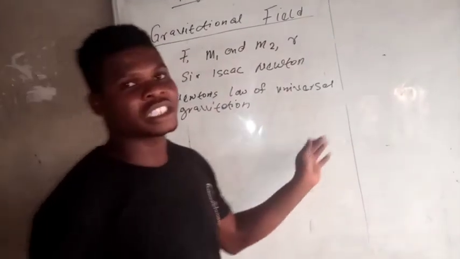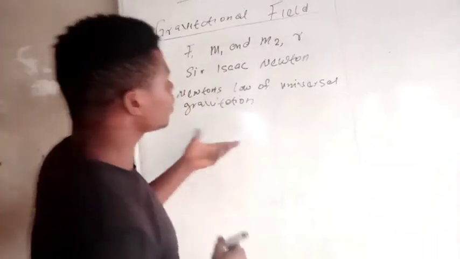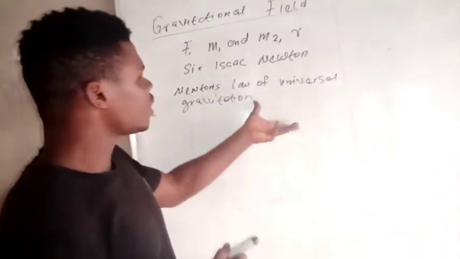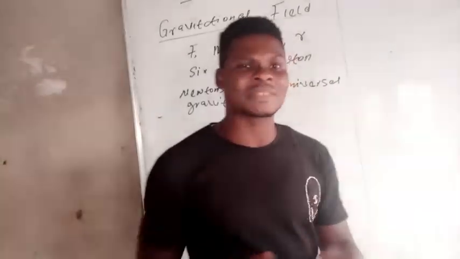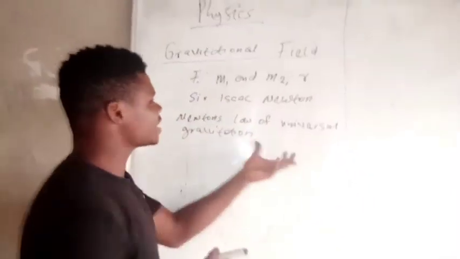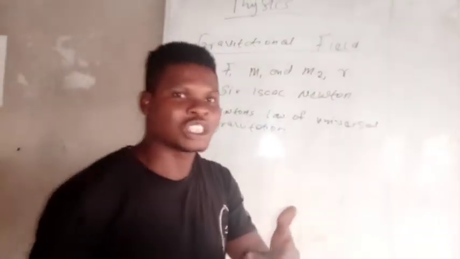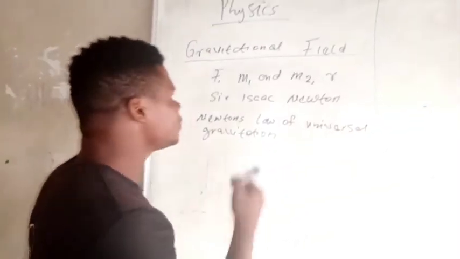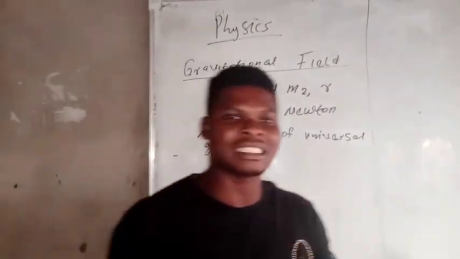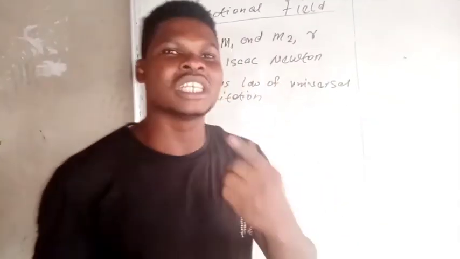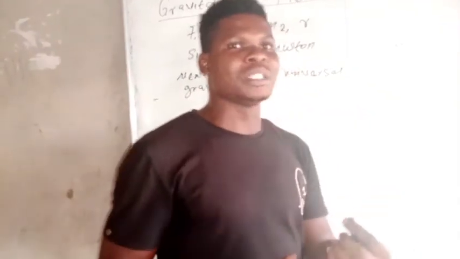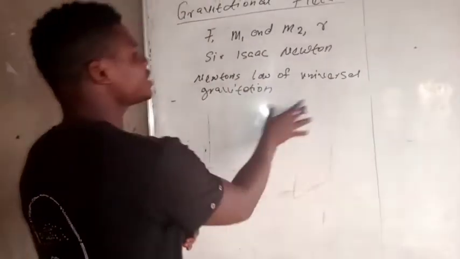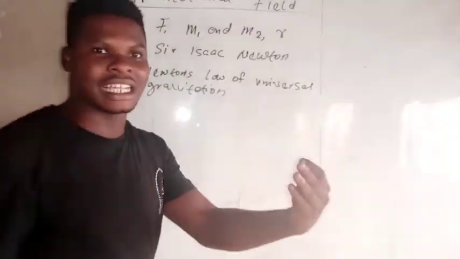Newton's law of universal gravitation. What does this law state? Newton's law of universal gravitation states that every particle on the Earth's surface exerts a force on every other particle, and this force is directly proportional to the product of their masses and inversely proportional to the square of the distance separating them. Now, let us interpret this law mathematically.